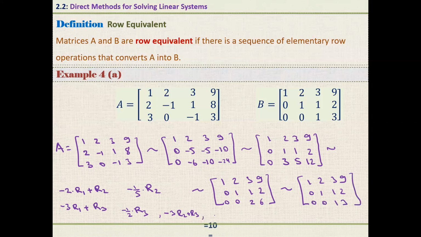As you see here, I just multiplied the last row. Actually, it's a minus, so that is 1 over 2 R3, right? We just multiply the last row by 1 over 2. That's our last elementary row operation, and we obtain this. As you see here, that is exactly the matrix B. So by applying a bunch of elementary row operations, we have converted matrix A into matrix B. That means that these matrices A and B are row equivalent. So these two matrices are row equivalent to each other.